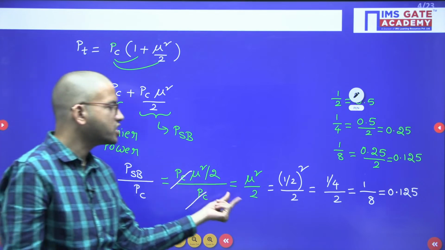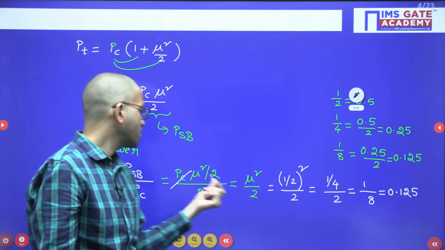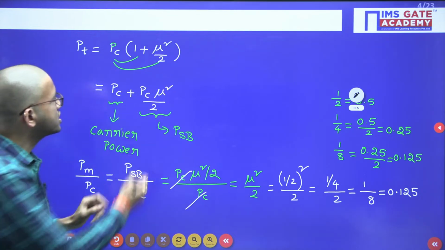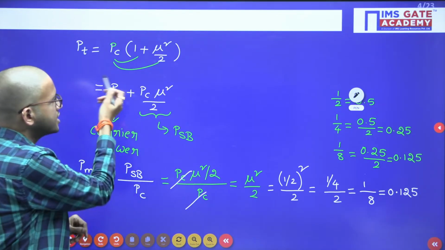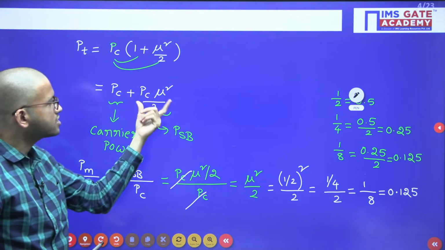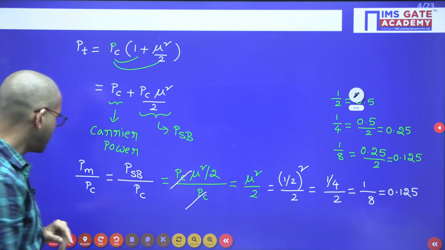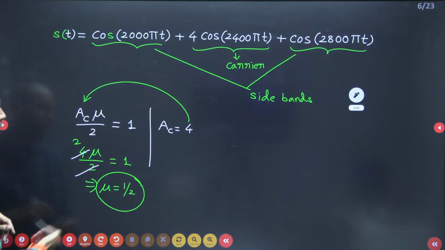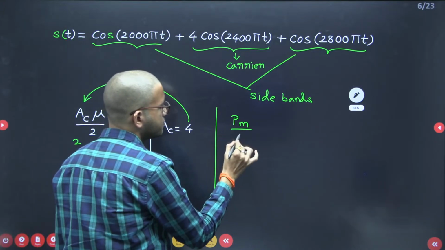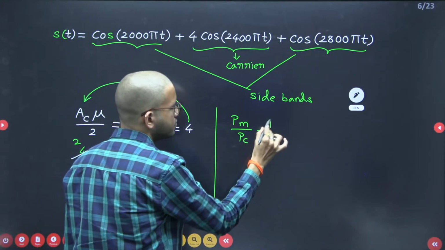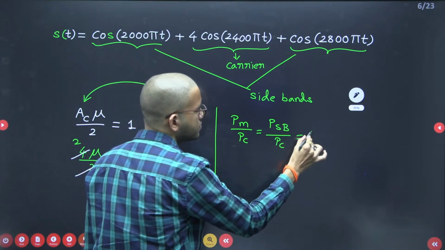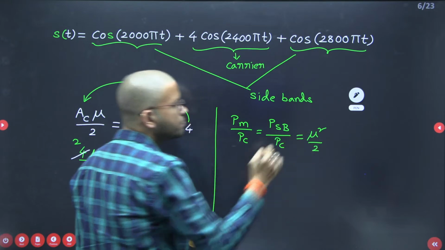From here what are you getting finally? Mu square by 2. This formula you know, right? PC into 1 plus mu square by 2. So this term is nothing but total sideband power and this is the carrier power. They are asking simply the ratio of these two. So PC will get cancelled. You are getting mu square by 2. That's all. You are getting simply mu square by 2.